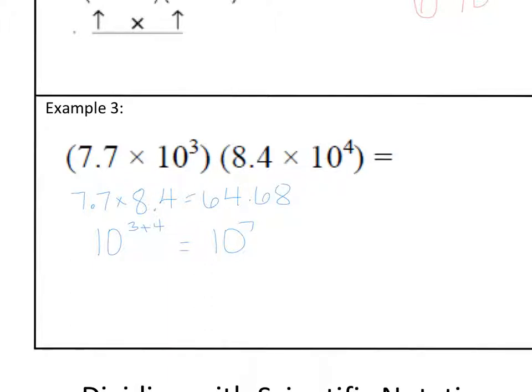So we have to move the decimal point one more space to the left, meaning we're going to add one more to the 7th. So we get 6.468 times 10 to the 8th. We had to move it again because 64.68 is not between 1 and 10. We need to make sure that our starting number is between 1 and 10.